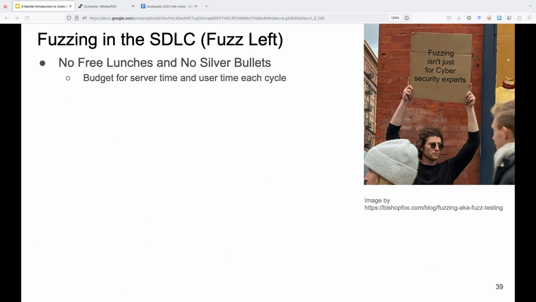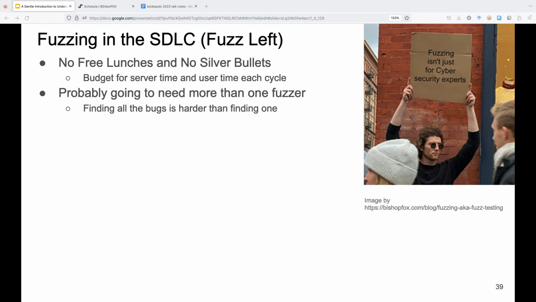You're gonna need a lot of server time. You need to pay for that server time. And you're gonna need to do it more than once. You're also probably gonna need more than one fuzzer. A couple reasons for that.